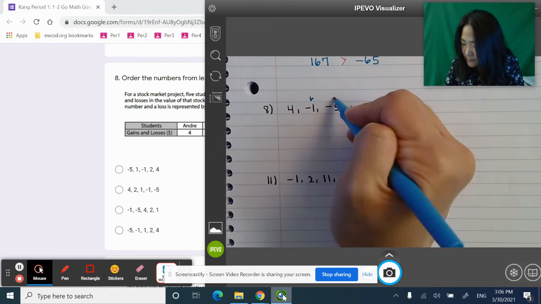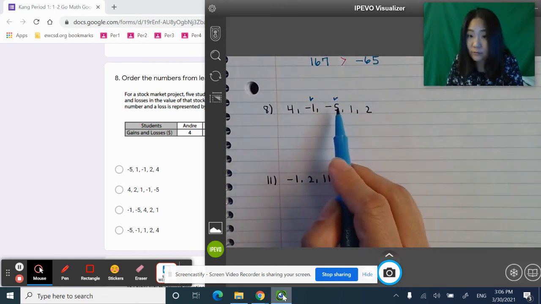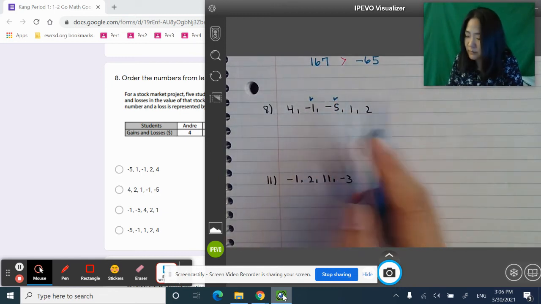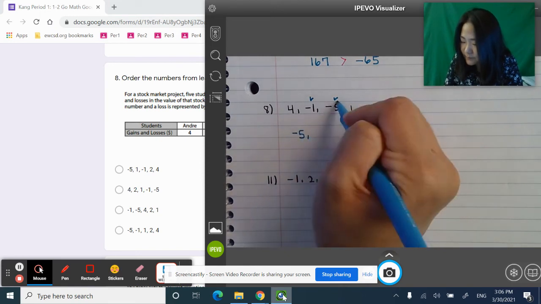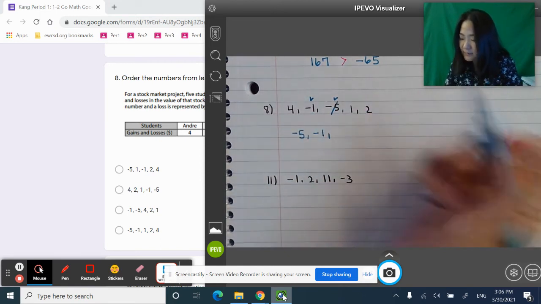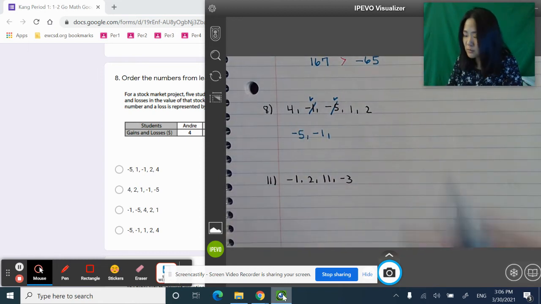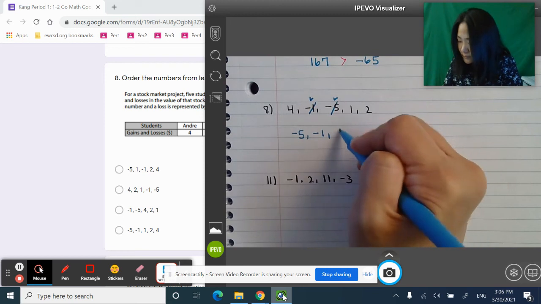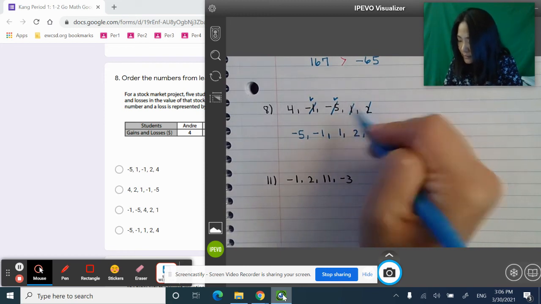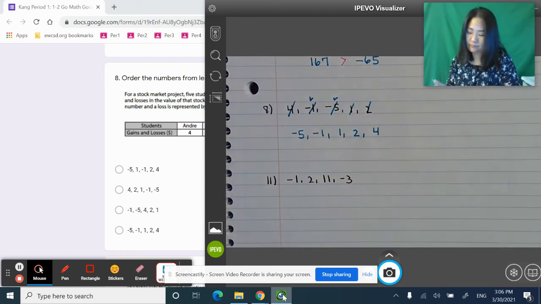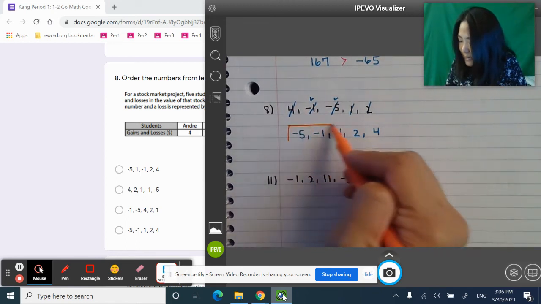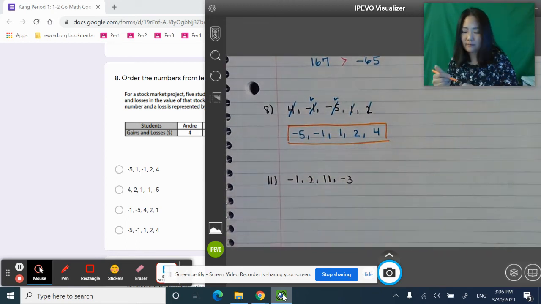Between these two negatives, which one has the smallest value? Remember, the bigger the negative, the smaller the value. So -5, and then -1, because that's the other negative. Now, when it comes to positives, you order them the way you normally do. So smallest positive is 1, and then 2, and then 4. And you just choose the correct choice, which I do see right there. Okay. All right. Next one.